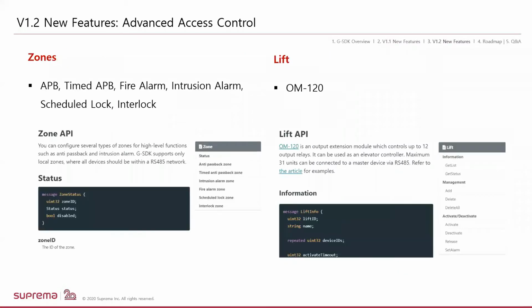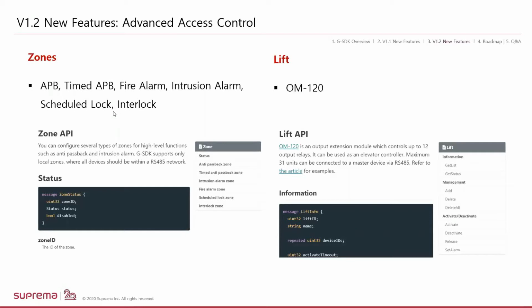So now our main part of the webinar, the new features of version 1.2. There are several new features. And first of all, we provide zones and lift features in version 1.2. I'm not sure how many of our users are using these features, but anyway, some access control applications need some advanced features such as anti-passback and lift control. And these features were missing until version 1.1. In version 1.2, we provide zone and lift APIs.